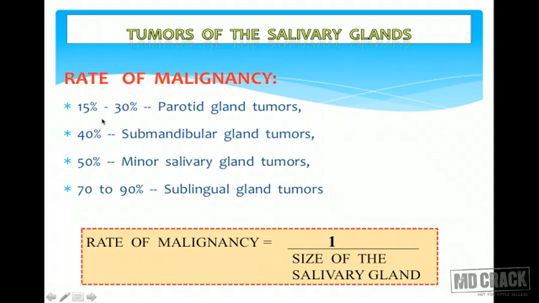Around 15 to 30%, on an average 20%, of the parotid gland tumors are malignant, whereas 40% of submandibular gland tumors are malignant, 50% of the minor salivary gland tumors are malignant, and around 70 to 90%, average 80%, of the sublingual gland tumors are malignant.